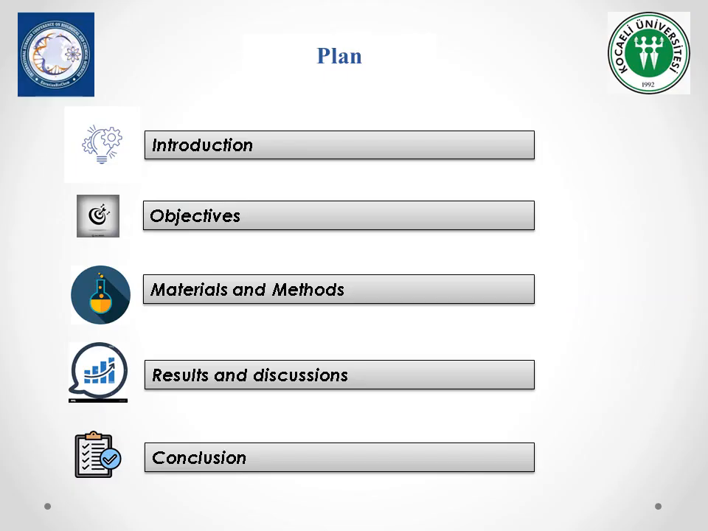The plan of the work is sectioned into 5 different parts. It starts with an introduction followed by objectives. We have materials and methods, then the results and discussion, and the whole will be wrapped up by a general conclusion.